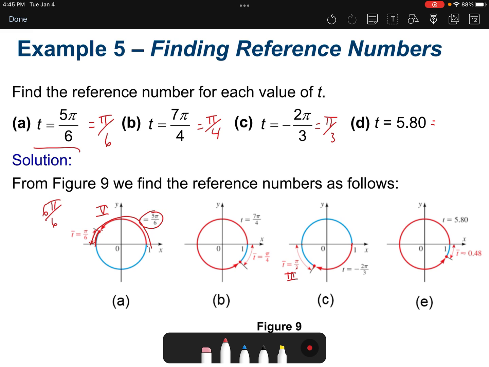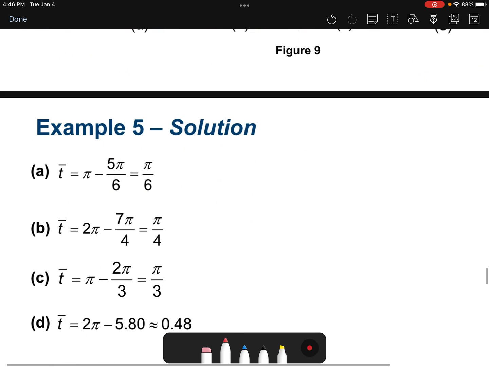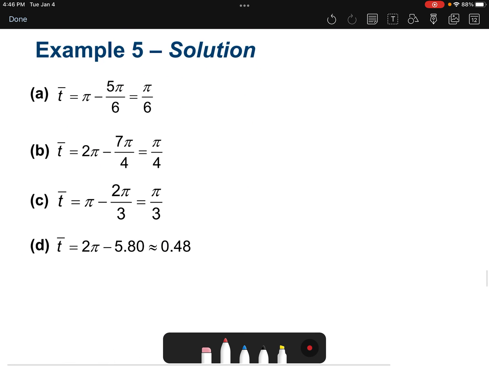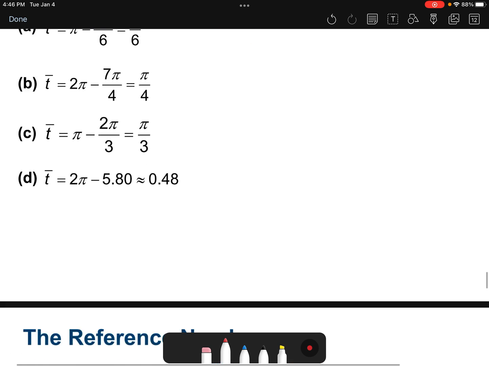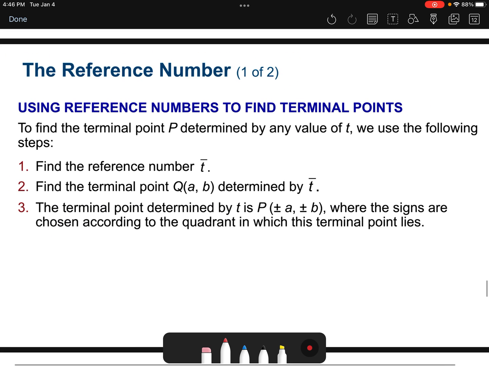And then the 5.8, well, remember, 2 pi is about 6.28. So that would be 0.48 would be our reference number. I'll let you digest that a little bit and think about what we just did. But that's how we find the reference numbers. And here it is again, written out in mathematical terms. I think it's better to look at the picture than it is to look at that.